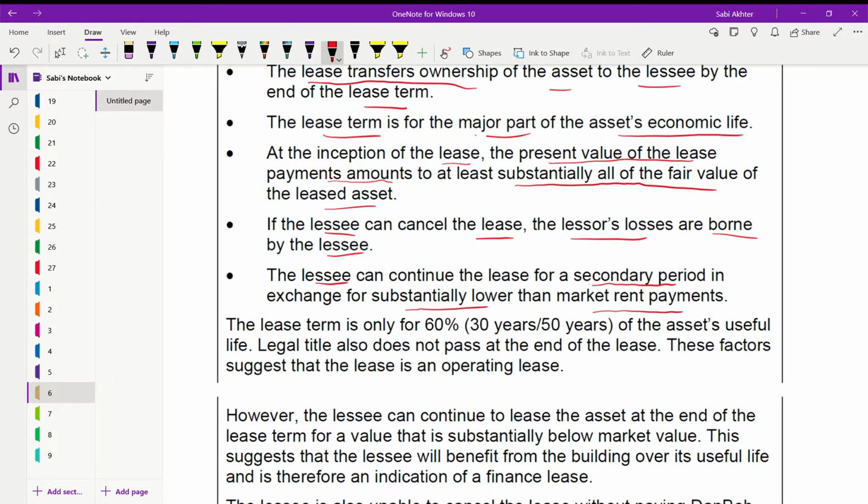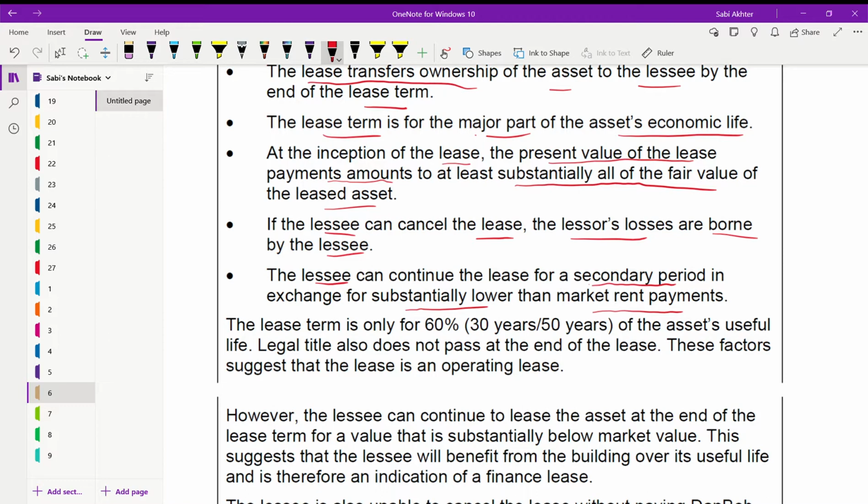Secondary period, I have made a mistake, people. In my part 2, I told you that secondary period means when you extend the lease term. No, secondary period does not mean that. Secondary period means when a lessee takes an asset on a lease from the lessor, and that lessee again leases it to someone else. You see, so now there are two lessors and two lessees.